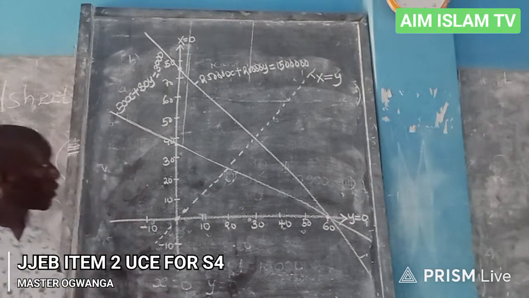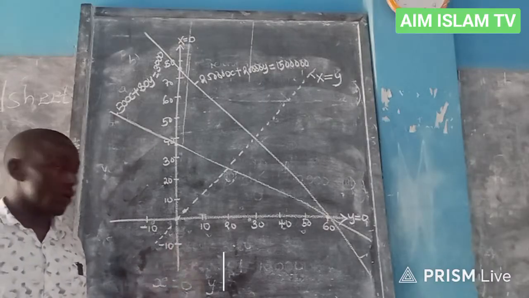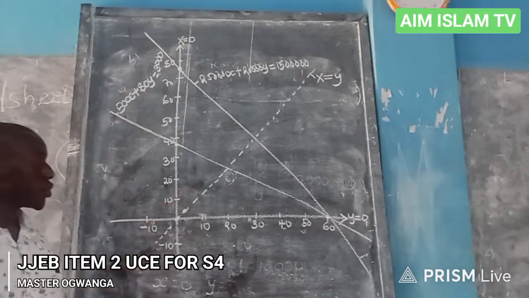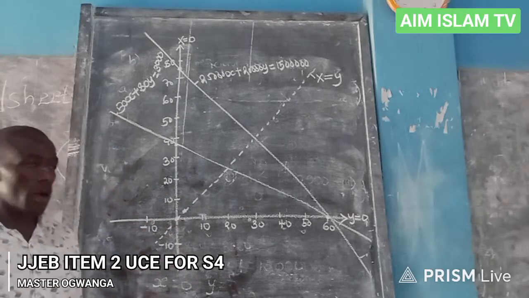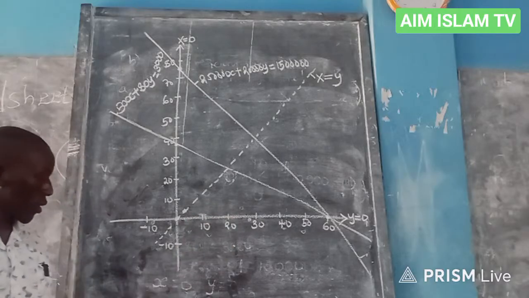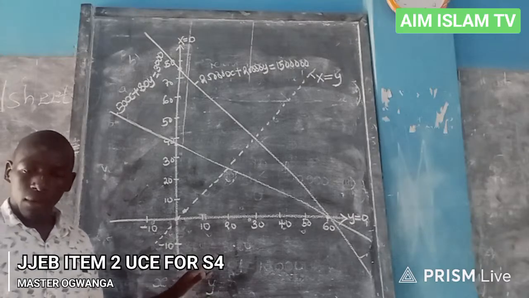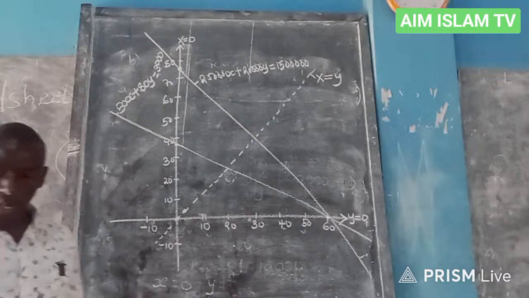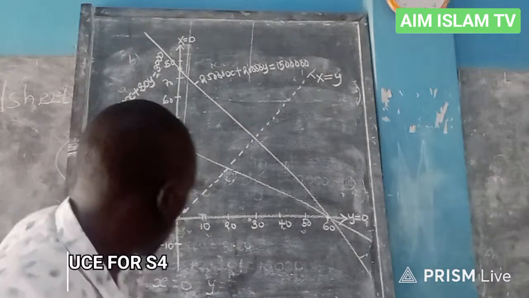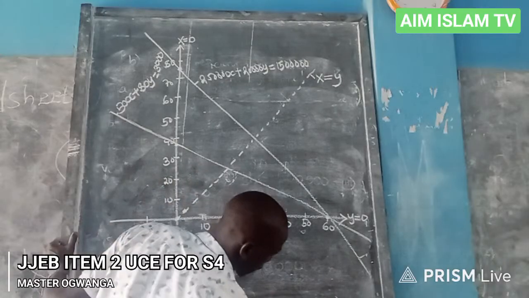So that is how our graph will have to look before shading. So we are going now to shade. Shading means that we are supposed to get the visible part of the graph. For the visible part of the graph, we'll have to shade it by first of all testing each and every line we have drawn.